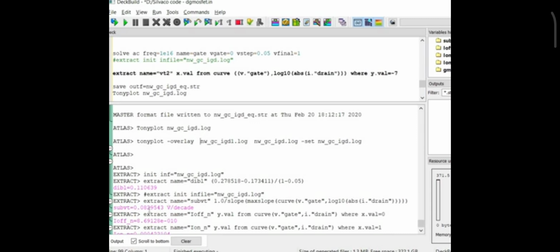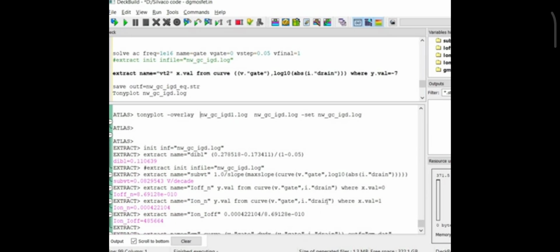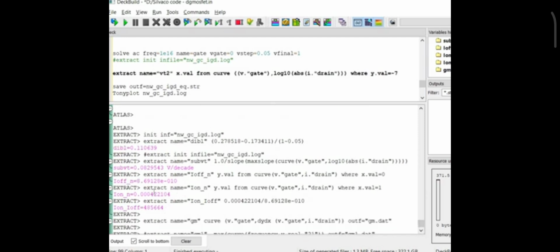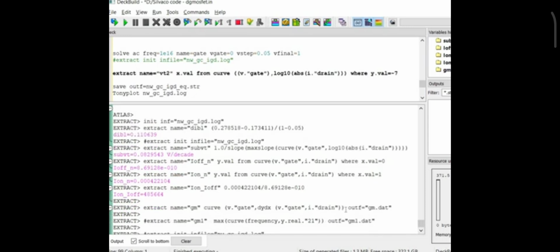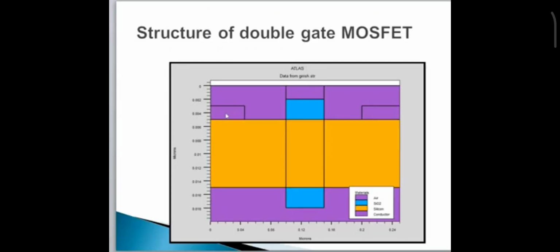The subthreshold slope you will get is approximately 82.95 millivolt per decade. The Ioff current when the VGS voltage is 0 volt is approximately 10 raised to the power minus 10 and the on current is approximately 0.4 milliampere, and after dividing you will get the Ion/Ioff ratio as 485664. You will get the GM.dat file. By using this file you can find out the transconductance. This is the final structure file you will get after running the code.